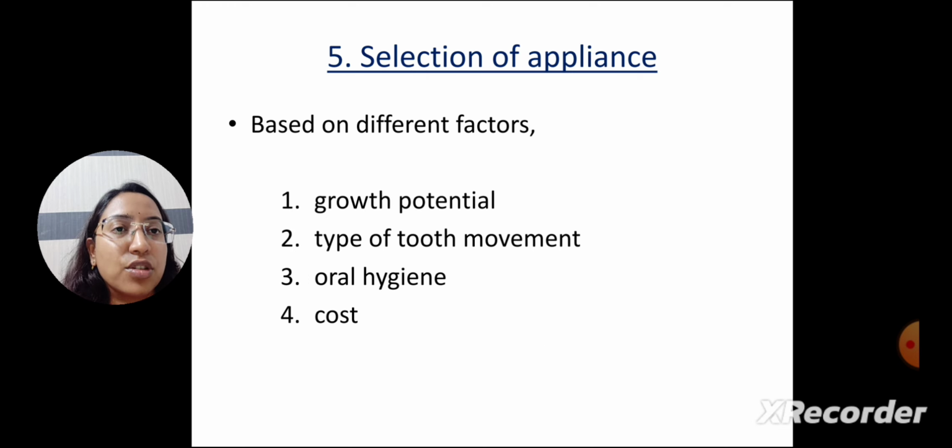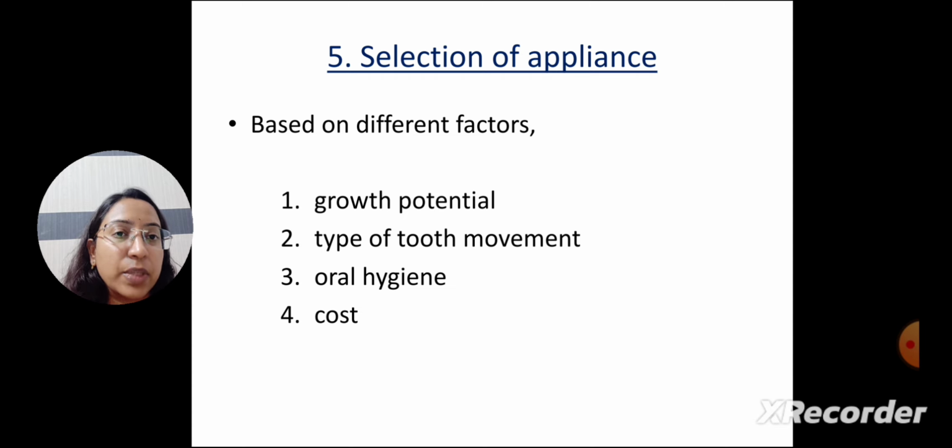Next, coming to the selection of appliance. So selection of appliance is again based on different criteria. First thing that we can see is growth potential. So when the child is having growth potential, it is better that we give some kinds of removable appliances which will do simple movements, or growth modulating appliances like orthopedic appliances or functional appliances like twin block, activator, etc.